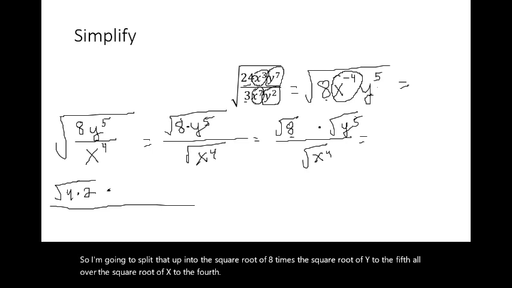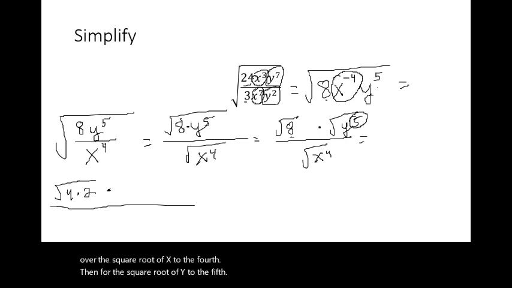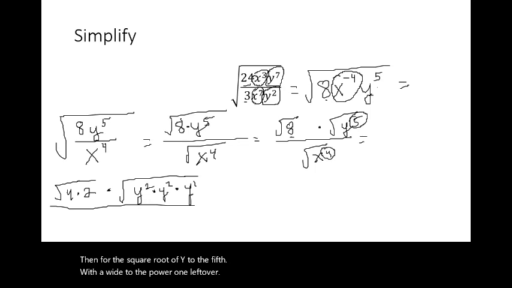Then for the square root of y to the 5th, because that power is higher than 2, that means it can simplify. So 2 goes into 5 approximately 2 times, with a y to the power 1 left over. Then in the denominator, because that power is higher than 2, we can simplify it. 2 goes into 4 exactly 2 times. So I'm going to write that as square root of x squared times x squared.